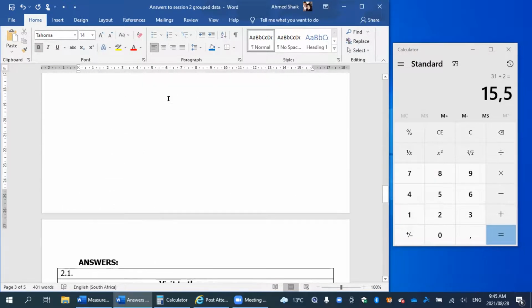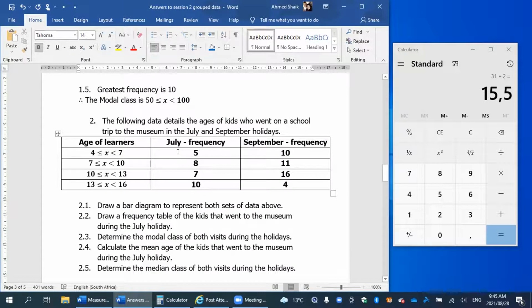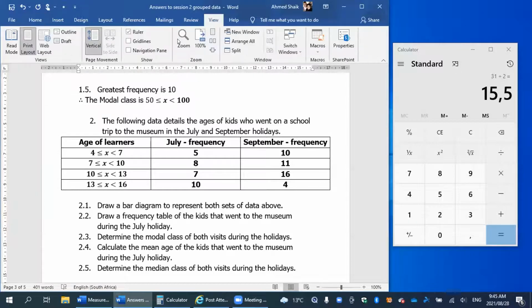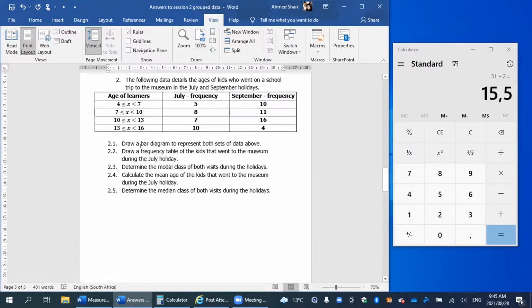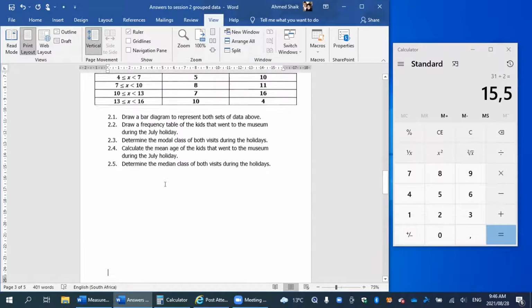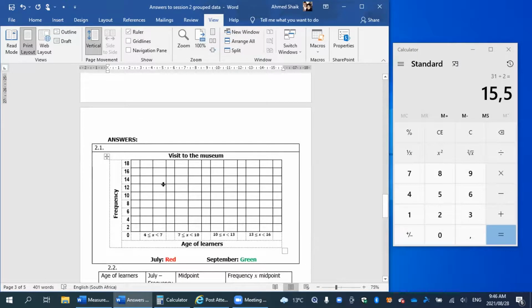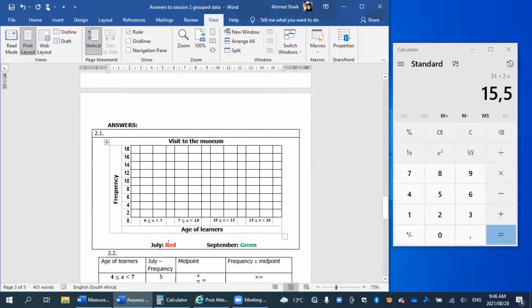Okay, let's look at July first. So we've got the first interval, which is 4 less than or equal to x, which is less than 7, and we have a frequency of 5. So let's go and enter that into our graph. So July, I've allocated red for July so we don't confuse ourselves.